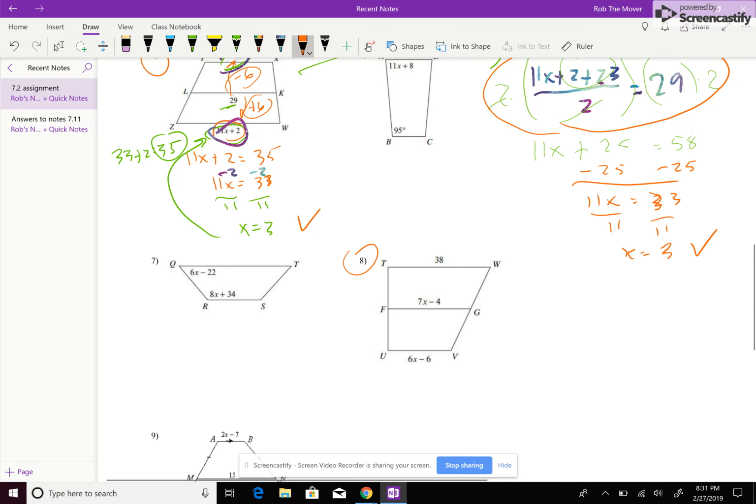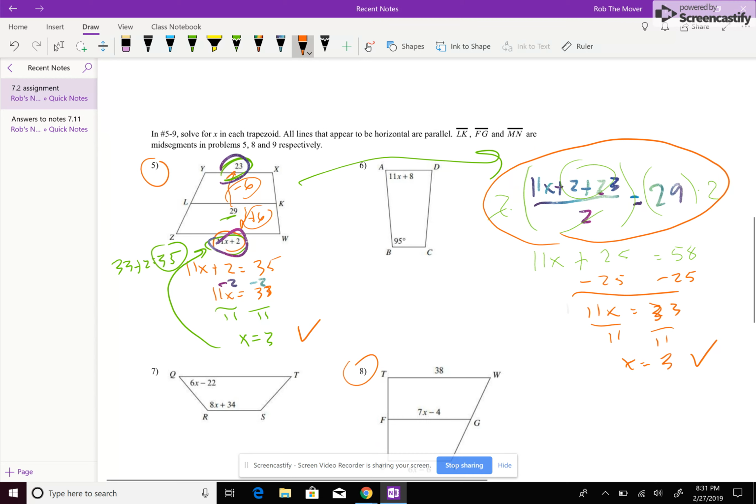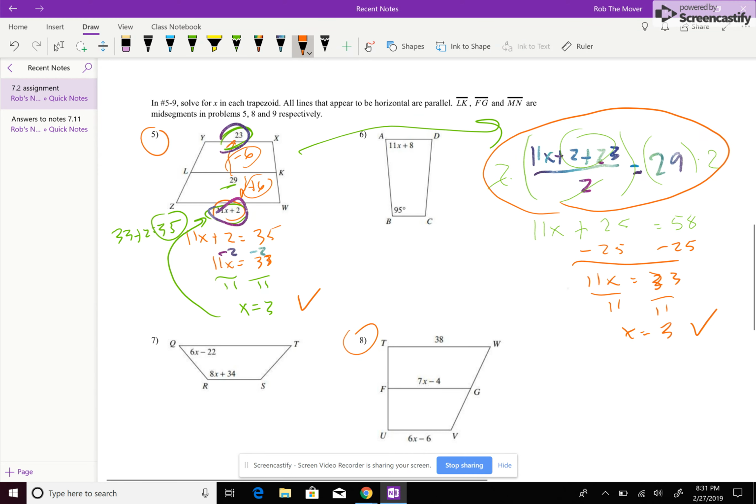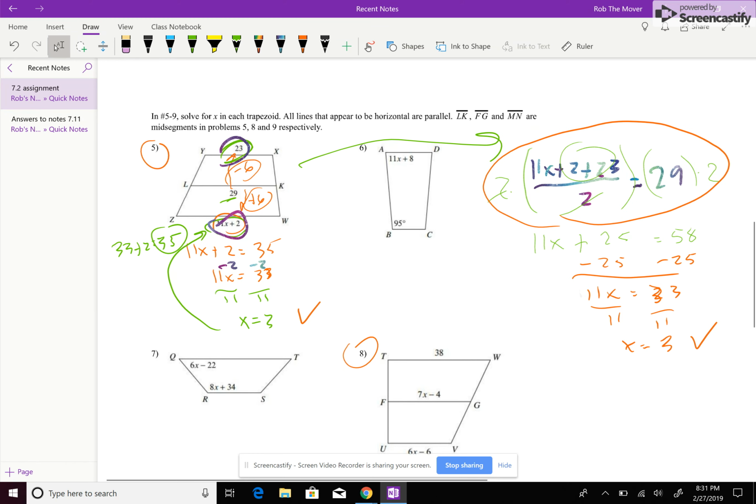Okay, so seeing as you put in a good effort to do number 8, let's see how we could actually do this. Well, we see that this is a trapezoid. We're told it's a trapezoid where the sides are parallel. I don't know if I actually told you: all the lines that appear to be parallel are parallel. Okay, I did say that.